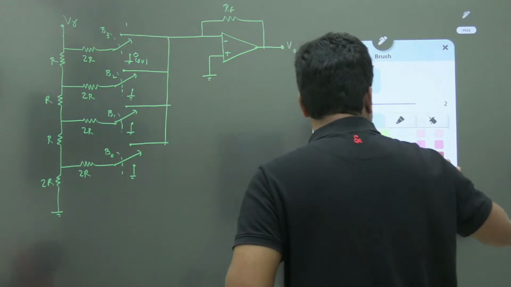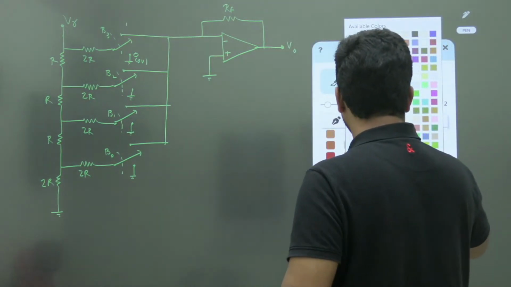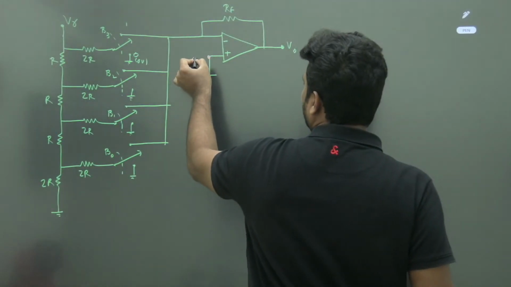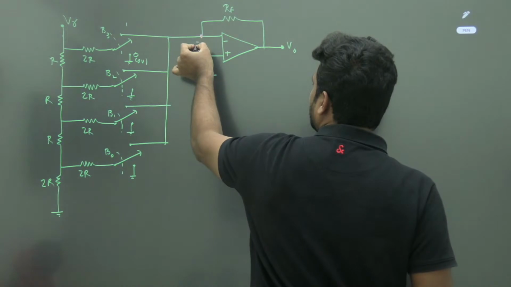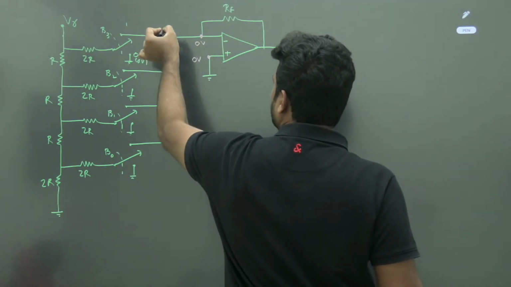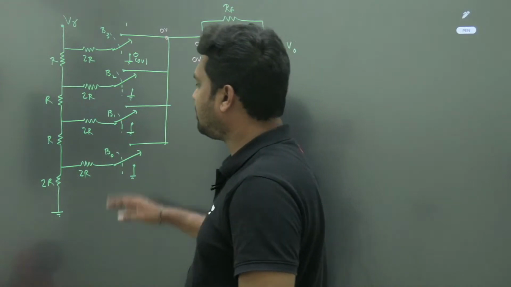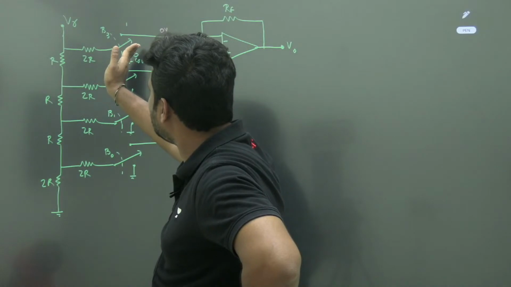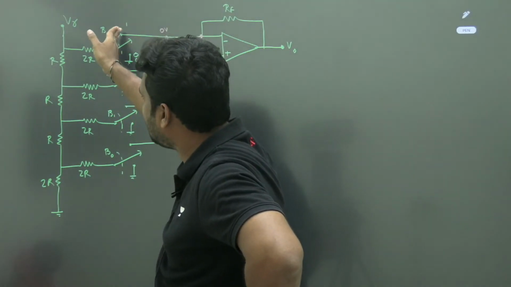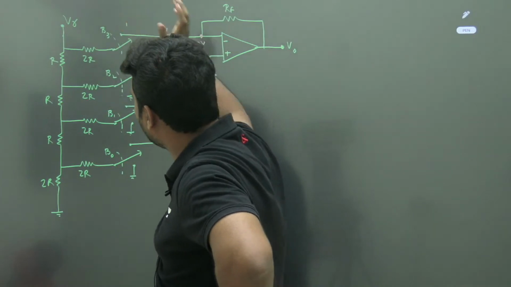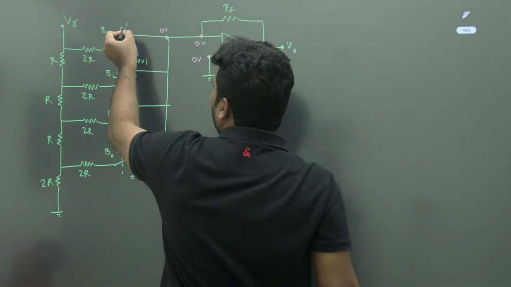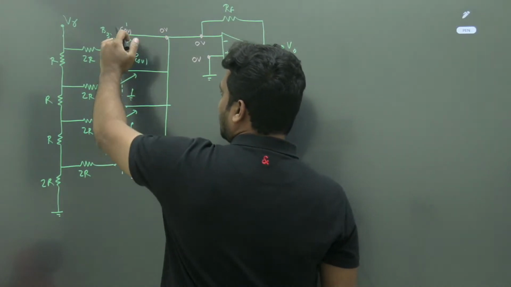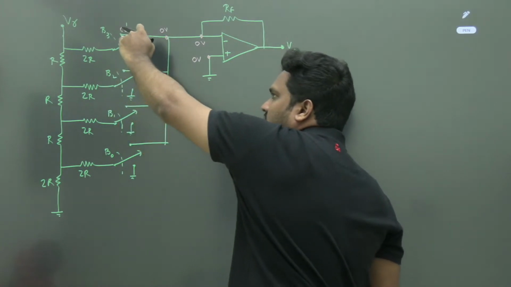See here, what is this node voltage? 0 volts. By virtual short, this is also 0 volts. So this node voltage is also 0 volts. Here you observe, I will explain whether it will work or not. The switch can be moved to this position or this position. When a particular bit is 1, I will connect here. When a particular bit is 0, I will connect here. But in both cases, the voltage available will be 0 volts only. So whether you connect to the top one or the bottom one, in both cases you get 0 volts only.